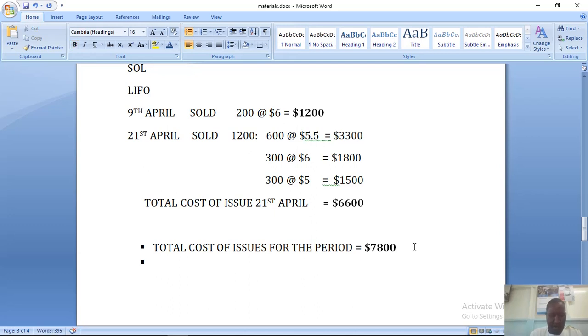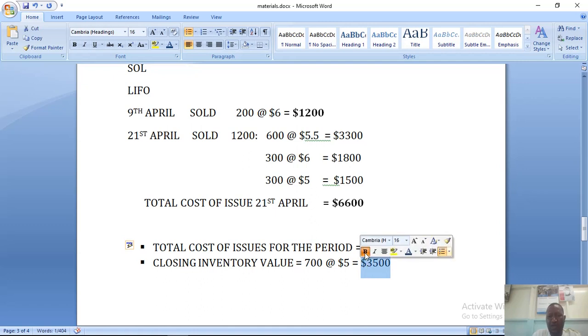So the value of closing inventory will be equal to the remaining 700 units at $5 per unit. 700 units at $5 per unit will give us $3,500. That's the value of our closing inventory.